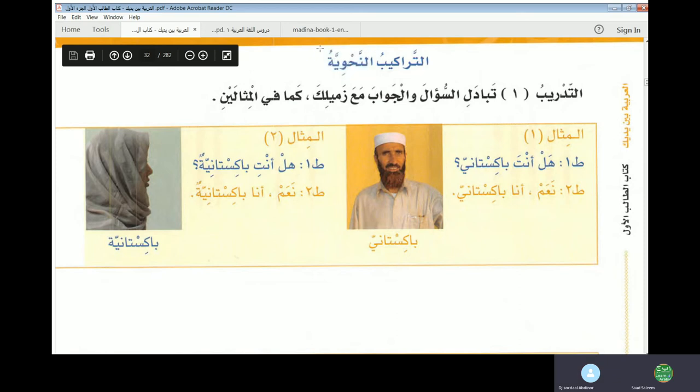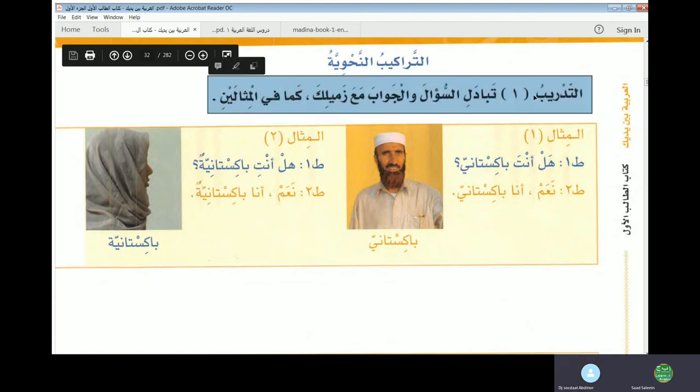Okay. Grammatical structures. First exercise. Exchange the question and the answer with your colleague, like we did in the examples. Now read this question.